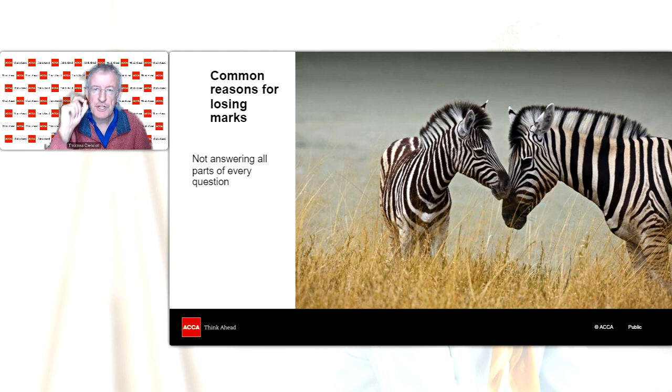Low-hanging fruit sometimes goes unpicked, because students get to the end and they don't get to question 4. They don't get to the last question. And therefore, there are some easy marks which are missing. You have to have the time management discipline to answer every part of the exam.